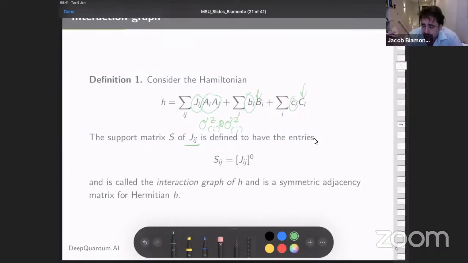Every time this J matrix doesn't have 0 as an entry, and you could have a cutoff if you want, every time this thing is more than epsilon away from 0 in the 1 norm, you put a 1 in the entry of its coupling matrix. So it's just an interaction graph of your Hamiltonian. It's a symmetric adjacency matrix for Hermitian H. Are there any questions about the model? We're assuming a physical system that has a perfectly tunable version of this Hamiltonian.